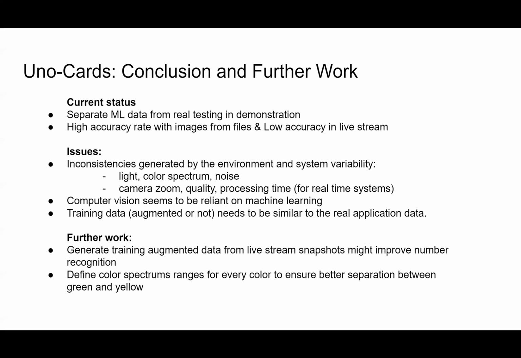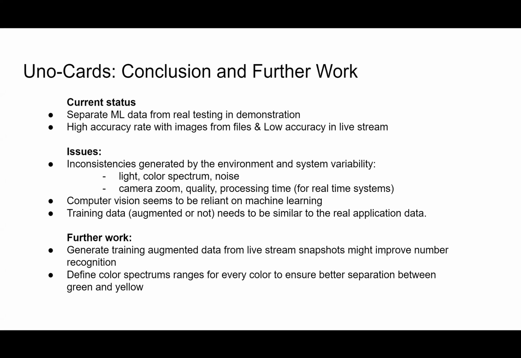This can be concluded to the fact that computer vision seems to be reliant on machine learning, in the sense that we need to provide similar data to the real one to the machine learning in order to make it performant, but we also cannot make it without it because of continuously changing conditions and variables within the real environment. The training data, augmented or not, needs to be similar to the application data.